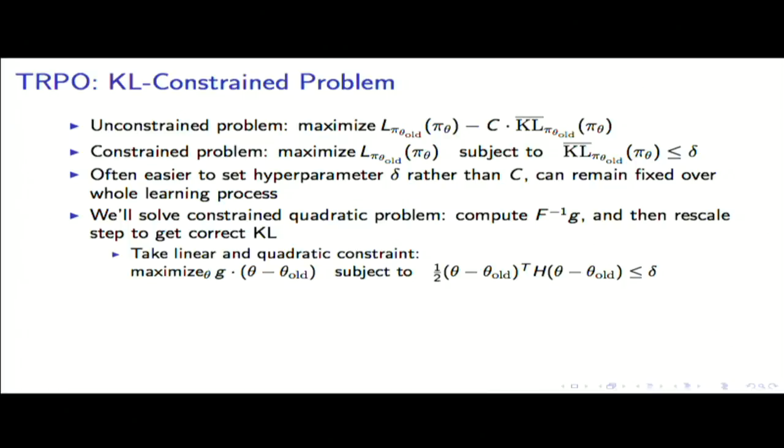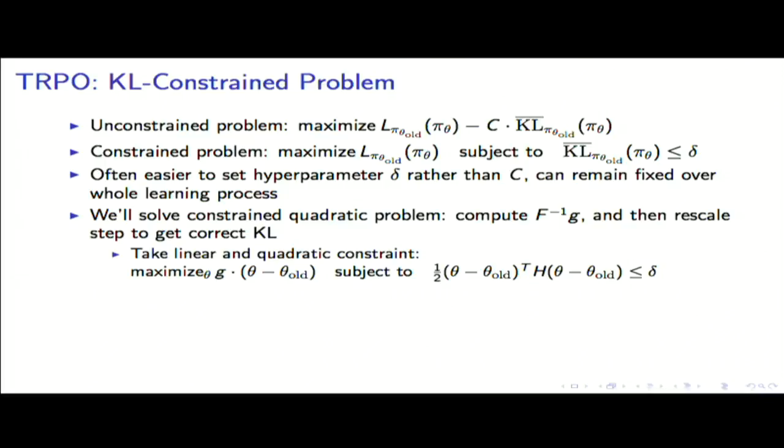rather than setting this coefficient c. I mean, one way you can see that is that if you rescale the rewards, that's going to change the scale of the surrogate loss term L, but it's not going to affect the KL divergence. So you would have to rescale. So the solution you get is going to depend on the scale of the rewards, or C is going to depend on the scale of the rewards if you use the penalized formulation.